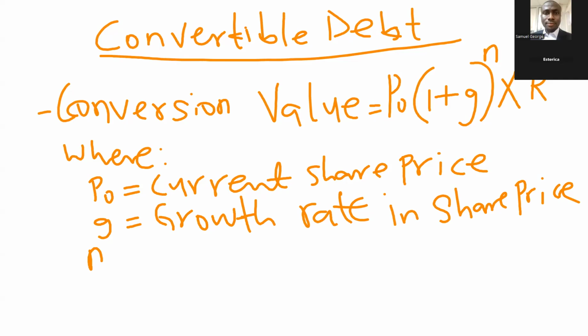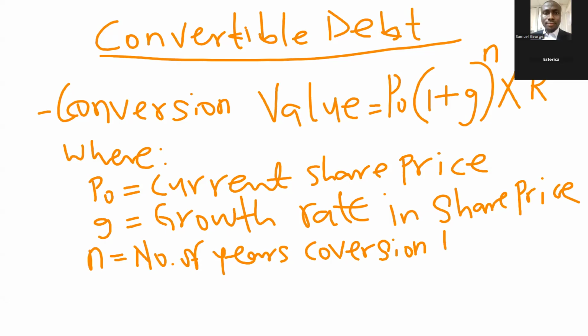N represents the number of years it will take for the conversion option to expire or lapse.